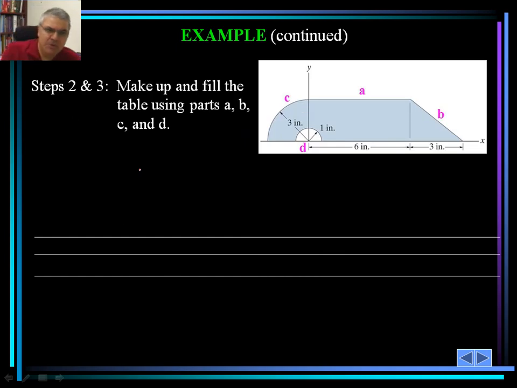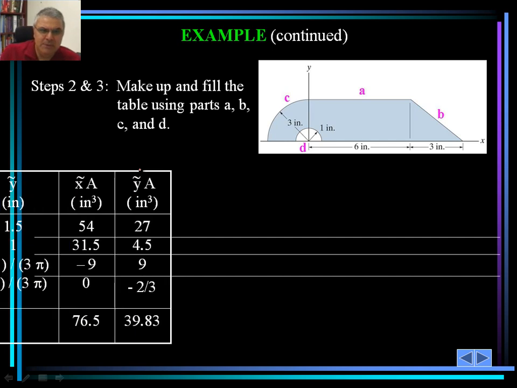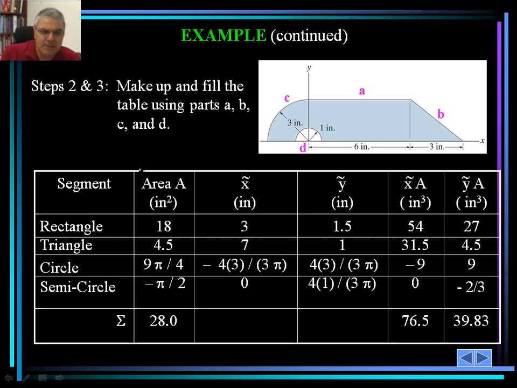For steps 2 and 3, we would make up and fill in the tables using the parts that I just discussed. So let's take out the rectangle first. It has an area of 6 times 3. Remember, if you continue the radius of the circle, you would see that this length would be 3. So the area of 6 times 3 is simply 18. The x hat is 3.